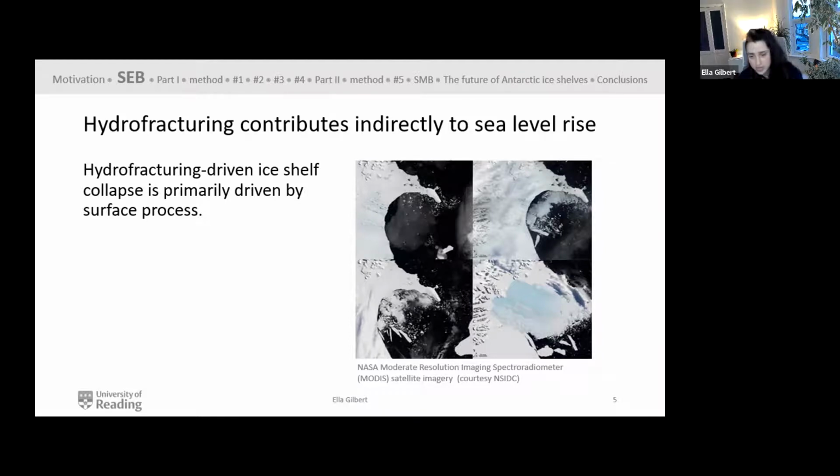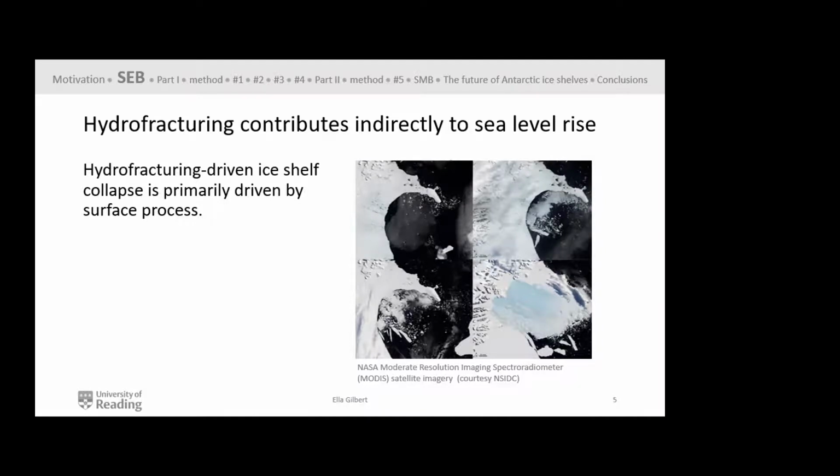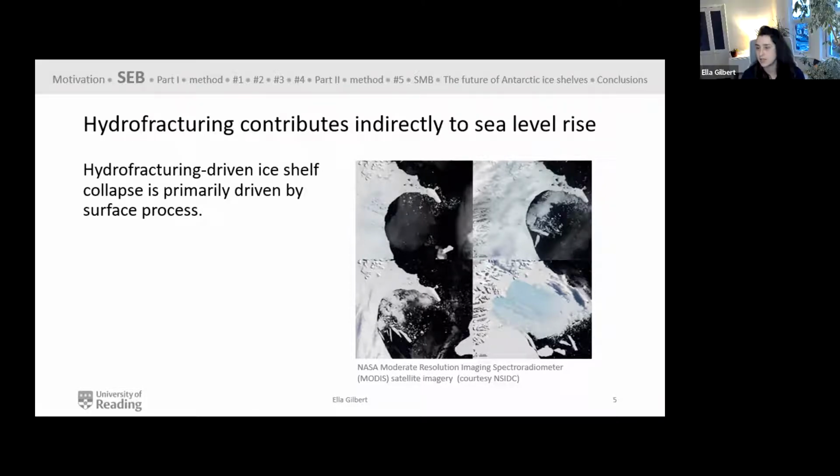So the reason we care ultimately about this is because these hydrofracturing-driven ice shelf collapses are primarily driven by surface processes, but they can also indirectly contribute to sea level rise because the glaciers that are restrained suddenly speed up when they're lost. So when you remove an ice shelf, like we saw with Larsen B, it's like pulling the cork out of a bottle. So the glaciers that were previously tributary glaciers into the ice shelf are able to flow unrestricted into the ocean. And that, of course, indirectly contributes to sea level rise.